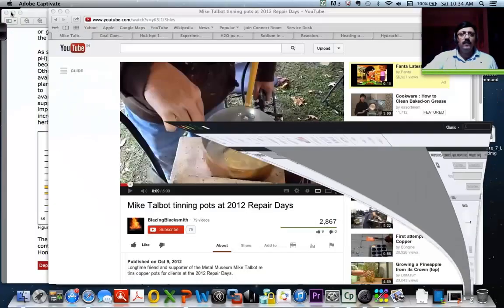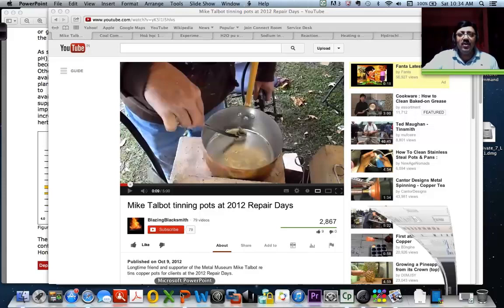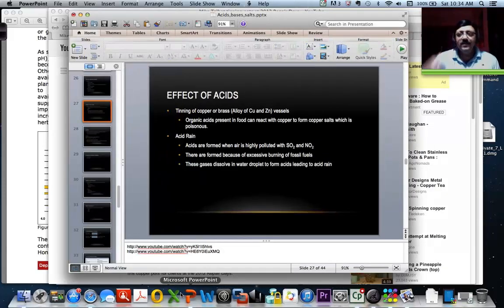So let us start continuing our discussion on acids. We had definitely looked at the various reactions the acids have, what is the notion of pH and the pH indicators and all that stuff. Now we have also looked at what are the uses of some of the acids.